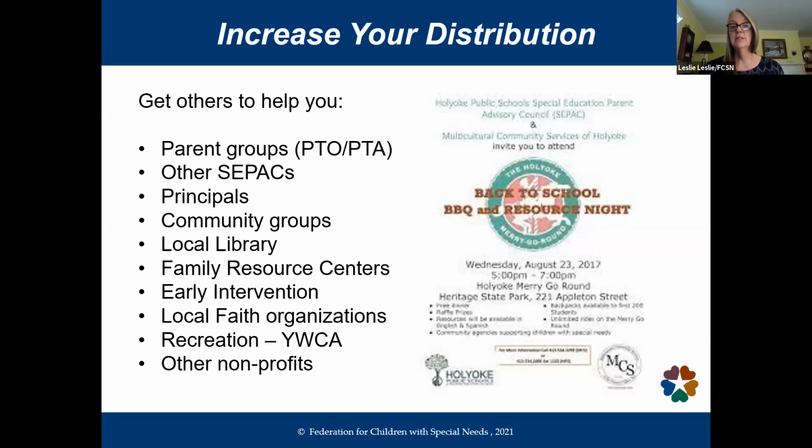There are family resource centers throughout the state. Early intervention is done on a regional basis throughout the state. So SEPACs should find out the contact information for who's local for them and make sure that you start that conversation, that reciprocal communication with those organizations to help support them and for them to support you. So it's that two-way street. Faith organizations often will share information or have bulletin boards, and it's a place in the community where families gather. So that's another good place for you to connect.